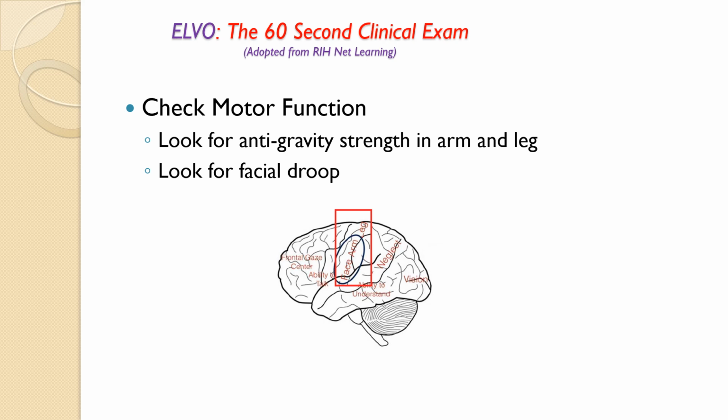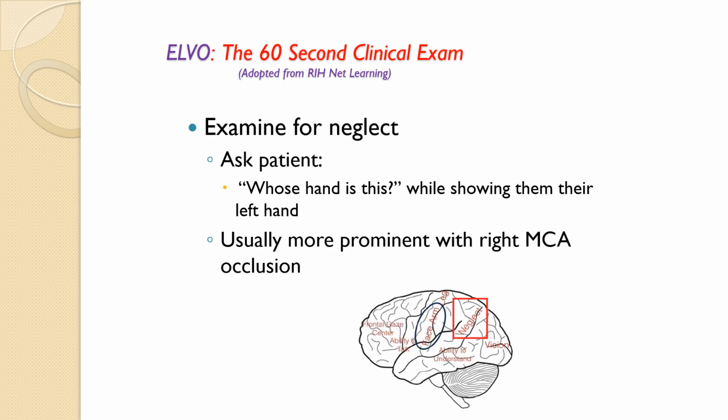And we want to look for that facial droop. We want to examine them for neglect and hold their hand up. Whose hand is this? While showing them their left hand. And this is usually more prominent with right MCA occlusion, right? They may not recognize that that's their hand, which is really freaky.